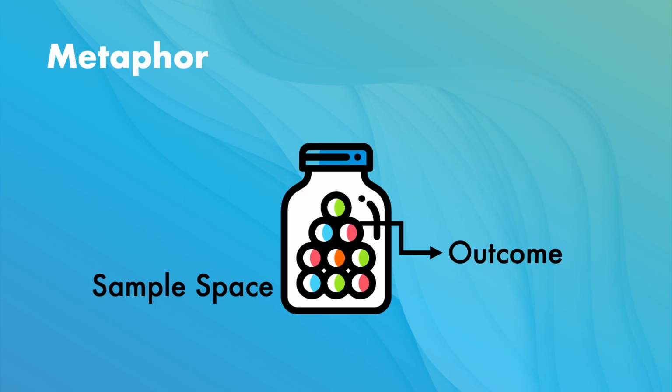A metaphor that I like to think of whenever I'm discussing sample space is a bottle of candy. Essentially each candy inside the bottle is an outcome, and the sample space is the entire bottle. So it's the entire set of little outcomes that we can get.